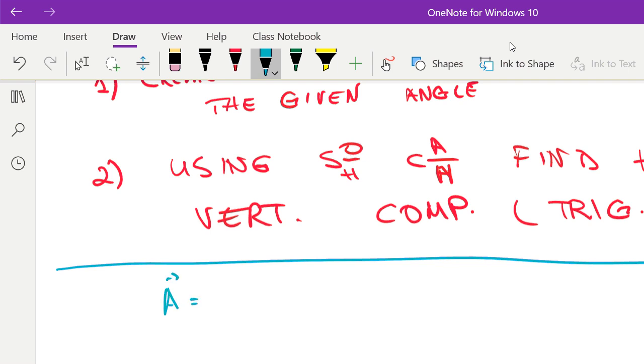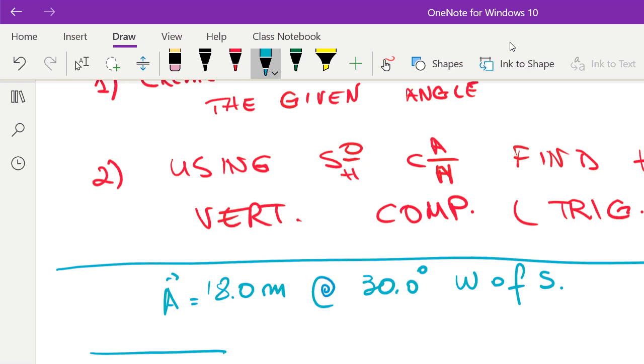Okay, so let's now pick a vector, and say we are dealing with vector A that is 18 meters at 30 degrees west of south. Let's represent this vector on northeast southwest axes. So we are dealing with south and west. The magnitude of the vector is 18, so the line segment that represents the vector is 18 meters in this case, and the angle with south is 30 degrees.